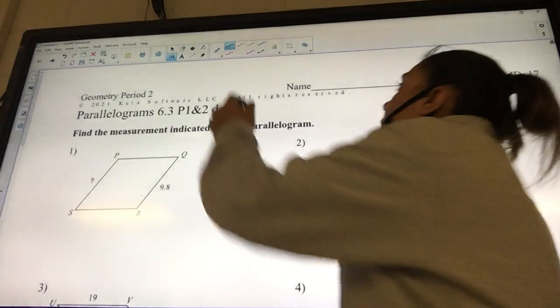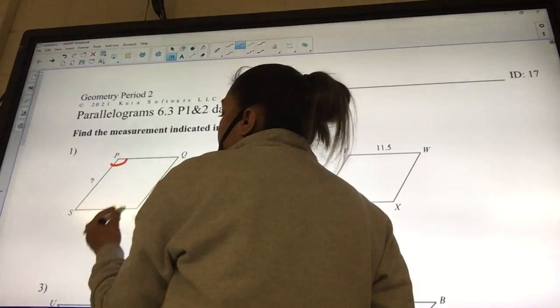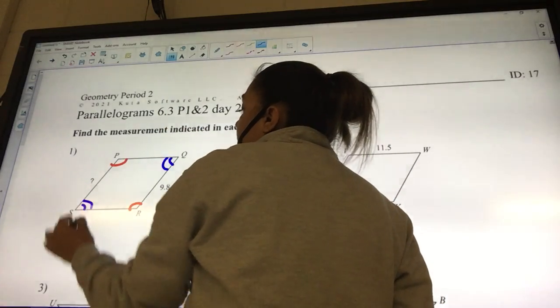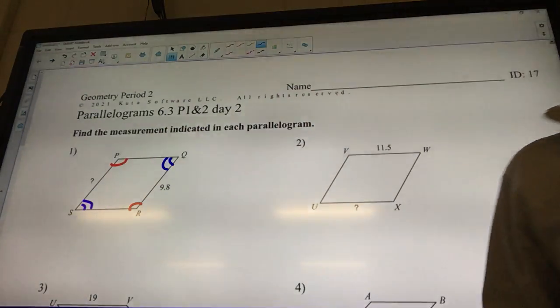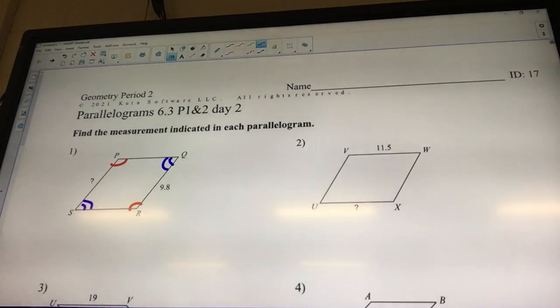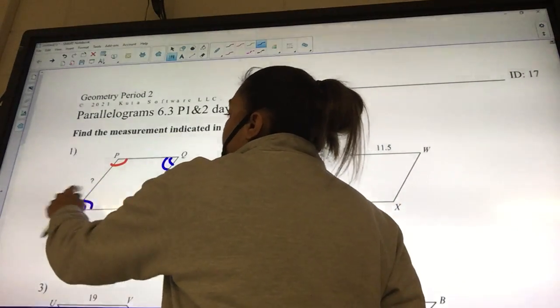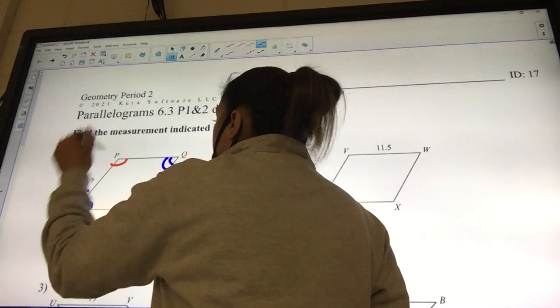the angles. Okay, so we know that if we have this angle, that this one is the same. And we know that if we have this angle, that this one is the same. And you could do the same with the sides and add them up, and they should be 180 for the angles. And the sides are the same. So if this is 9.8, what's the other side got to be? 9.8.